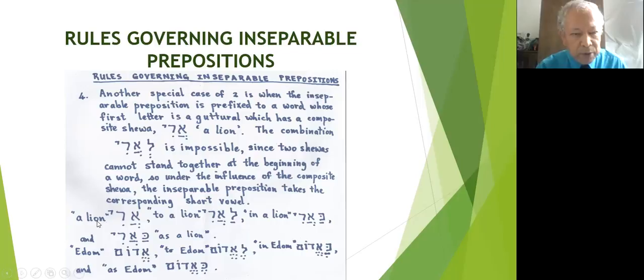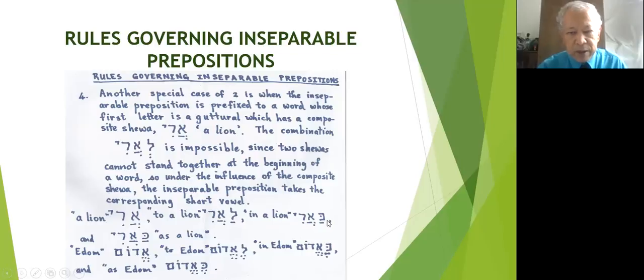So here's what happens. The noun ari is a lion. But if you're going to say to a lion, you would have to write it like this, and speak it like this, la ari. Instead of le ari, you have to say la ari, because the inseparable preposition will take the short vowel that is in the composite schwa. Whatever is the short vowel, it will take it.